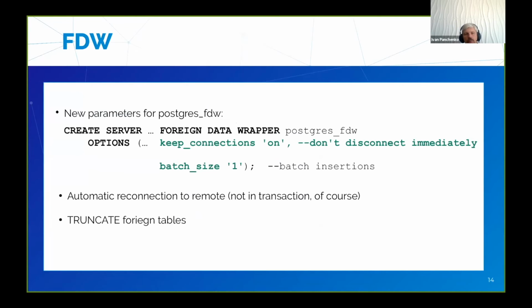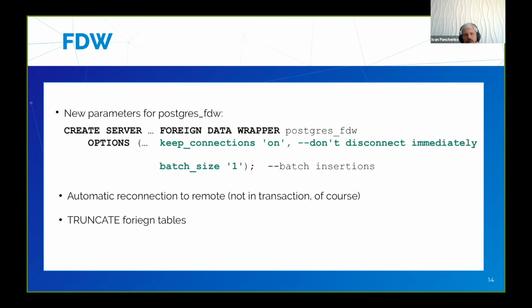Okay, foreign data wrappers. I have already told something about foreign data wrappers today, but there are more things. First, these are new options. Keep connections, which is on by default now, but you can turn it off. It means that Postgres will disconnect immediately after executing a query. So before that, after executing a query with a foreign table, it continued to keep the connection, waiting for probably another query with the same table, but it is not always good just to keep some connections. So now you can tell Postgres to disconnect immediately.